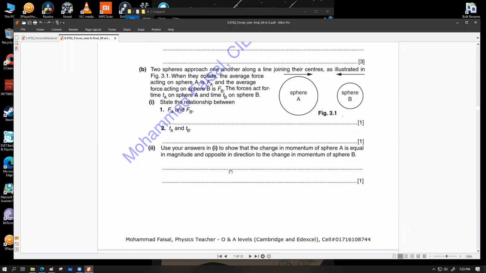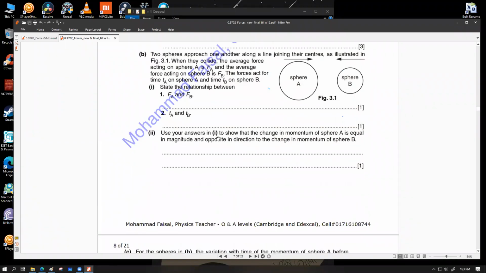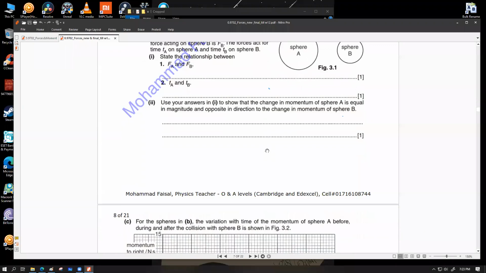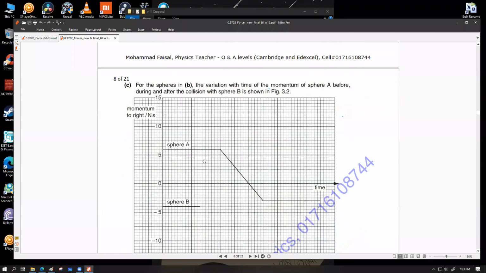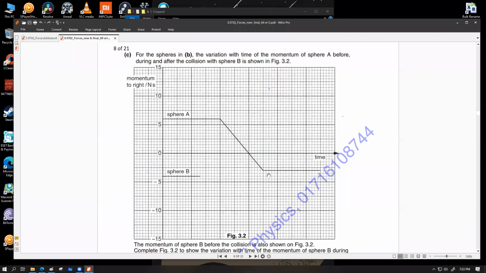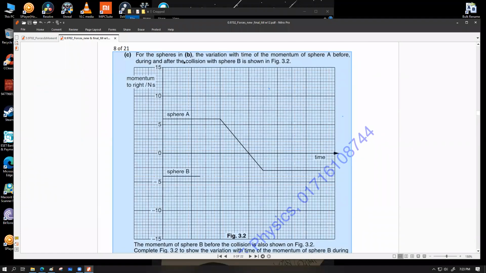Part ii: use your answers in part i to show that the change in momentum of sphere A is equal in magnitude and opposite in direction to the change in momentum of sphere B. So FA equals minus FB. From the equation you're going to convert them into delta p by t, TA and TB কাটাকাটি করে চলে যাবে, so ওখান থেকে এটা করতে পারবে. You try this out, you should be able to do that. Next, have a look at this graph. Have a good look.